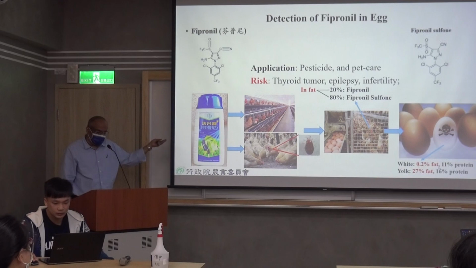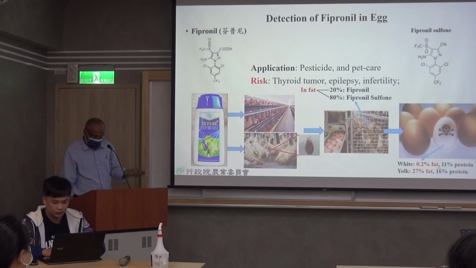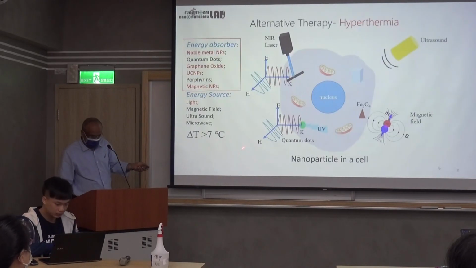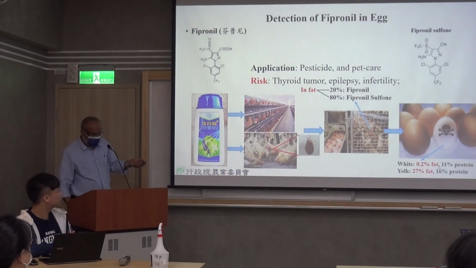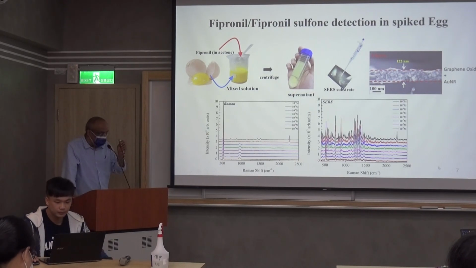Similarly, recently there has been a problem of food contamination of fipronil in eggs. So normally, you know, this chemical was used in chicken feed. As a chicken feed, and it goes into the eggs. So we have detected the fipronil in egg using a special gold nanorod substrate.